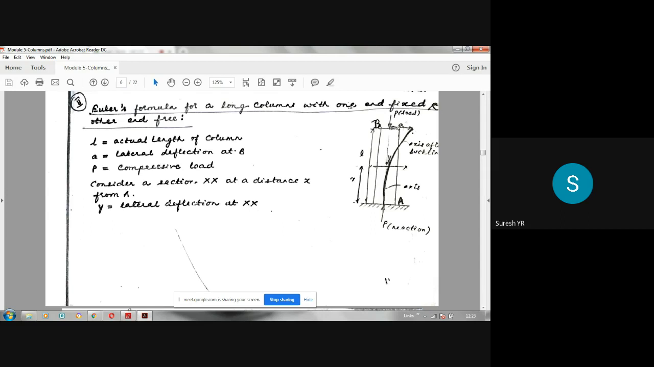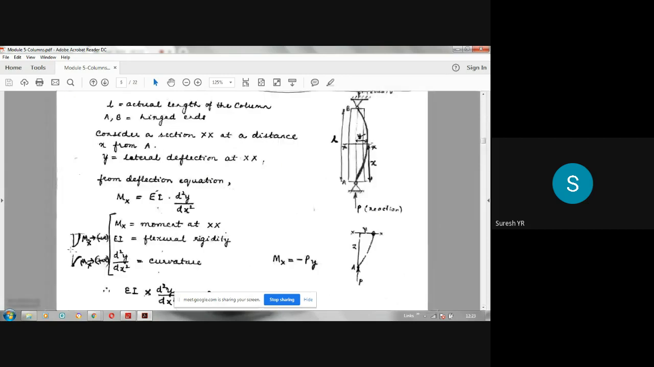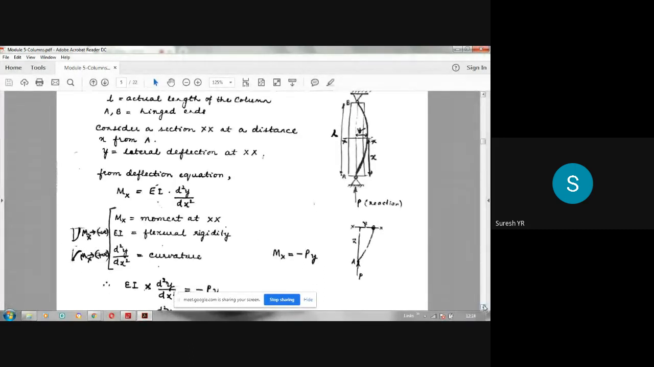So this P into A minus y is the moment. That is very important. There it is minus Py. Here it is plus P into A minus y. This is plus because the buckling is like this. In the last derivation I have told, depending on the buckling, if the buckling is like this, moment is negative. If the buckling is like this, like a cantilever, this moment is positive. So just opposite of the beam.